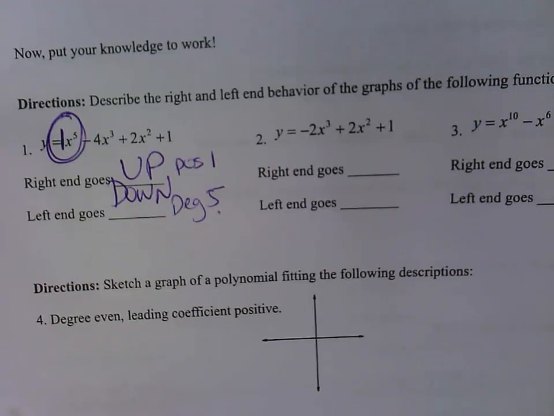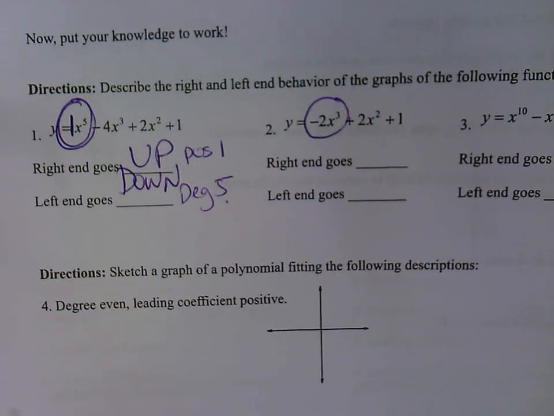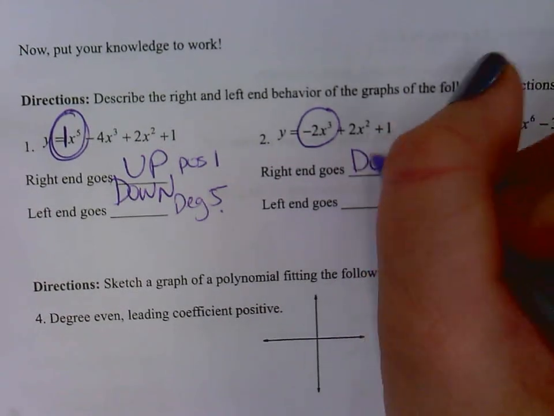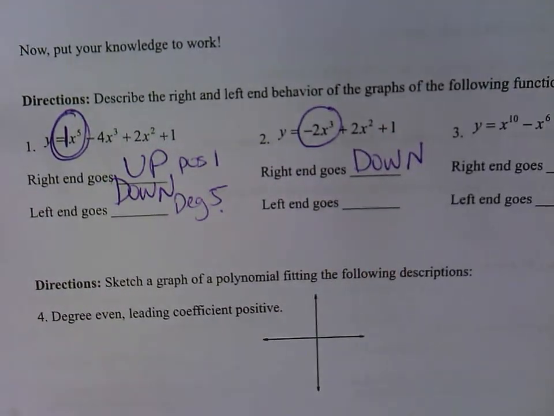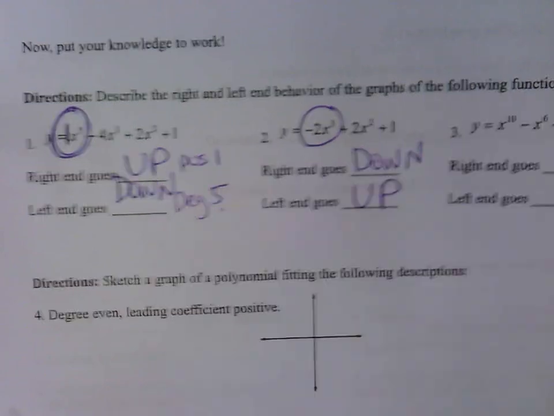I'm going to look, where is my leading term? These are in standard form, so that's my leading term. It's a negative 2 this time. So that tells me that the right end is going down. And then there is an x cubed term, so that's odd, opposite. So if this is going down, this is going in the opposite direction, going up.